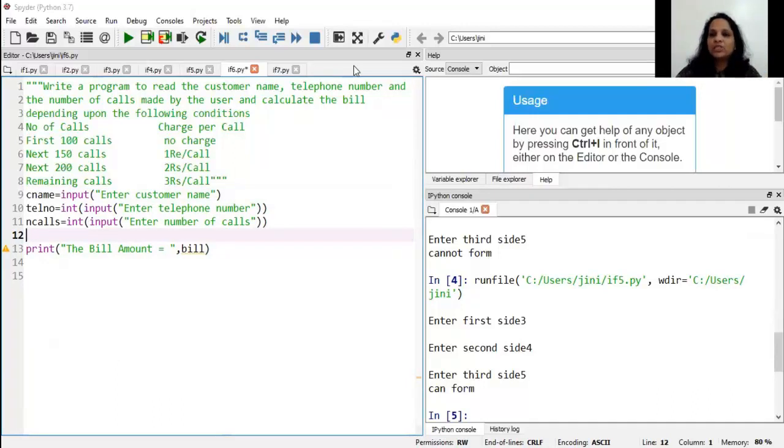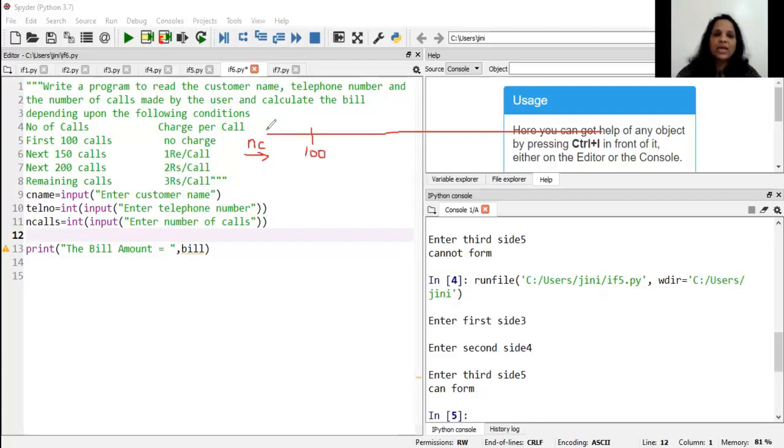Okay, for that, let me just do some annotations. I'm going to be drawing a number line. Let me say this number line is talking about the number of calls. Okay, first 100 calls.